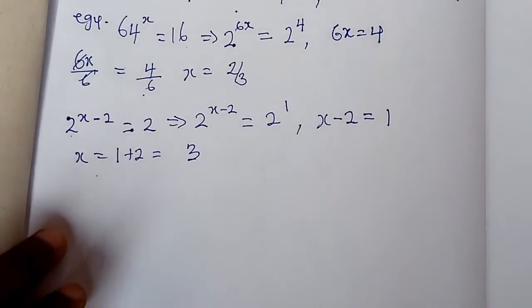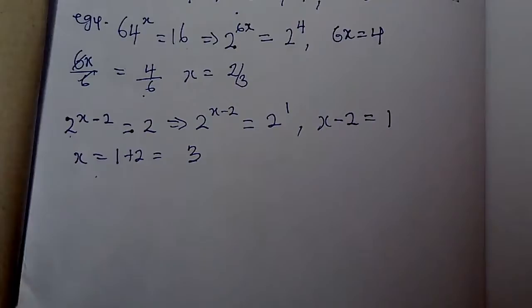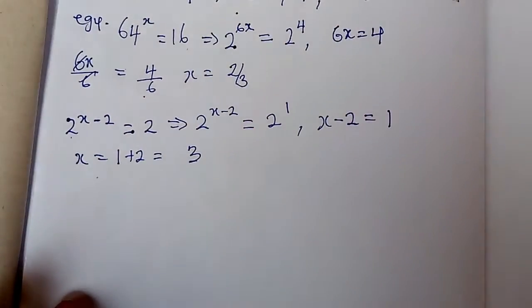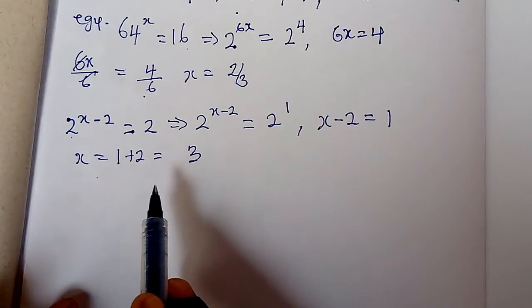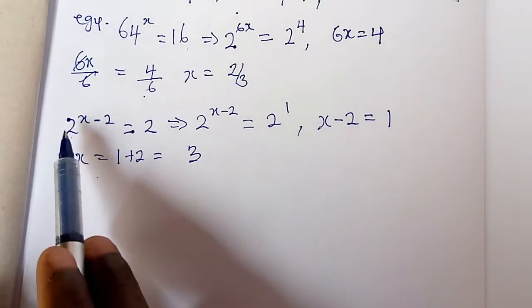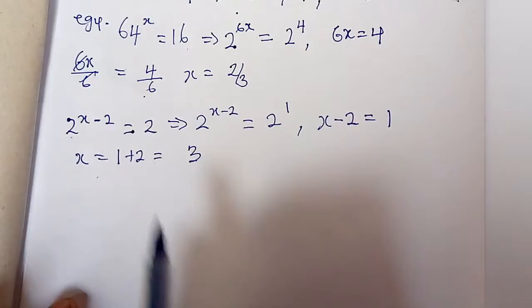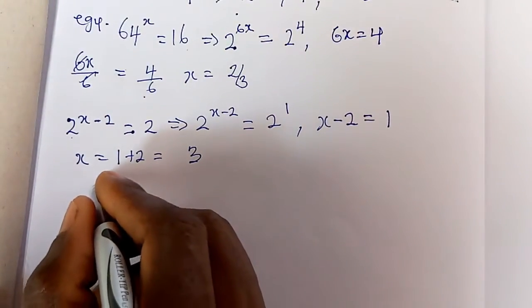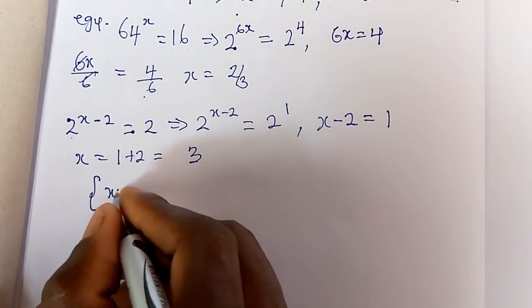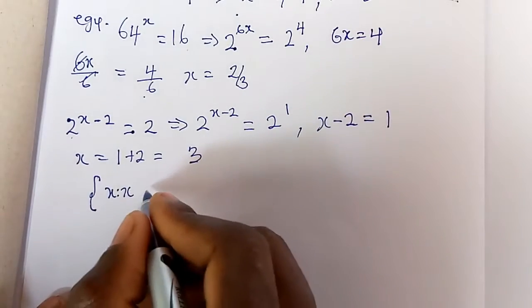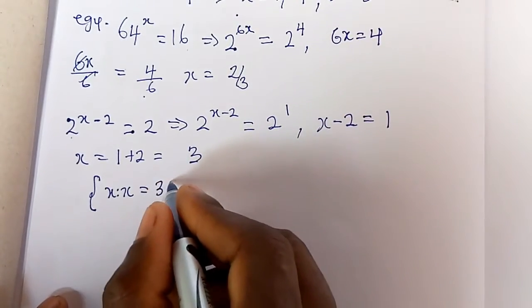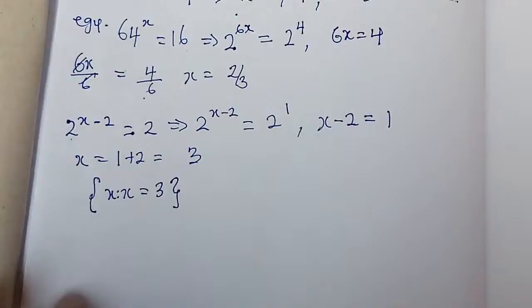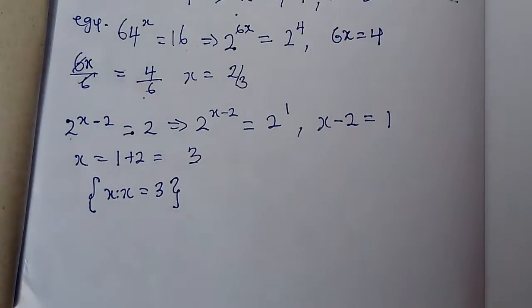They're asking for the truth set, and to write the truth set, all you need to do is say that the truth set of the exponential equation above, that's 2 raised to power x minus 2 equal to 2, is, we put it in a bracket like this, x such that x is equal to 3, and then we close it. So this is the truth set of the equation above.